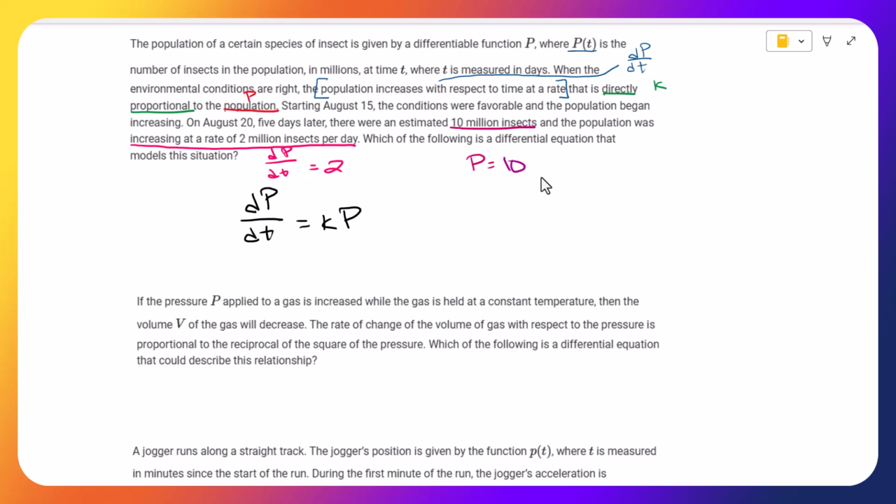P equals 10. So when P equals 10, dP over dt equals 2. So now we have our P, we have our dP over dt, we can plug that in to find k. So we have 2 equals k times 10. That implies that k equals 1 over 5. That's a linear equation, I'm not going to go through solving that. And so our actual dP over dt equals 1 over 5 P, and we found our constant of proportionality to be 1/5.